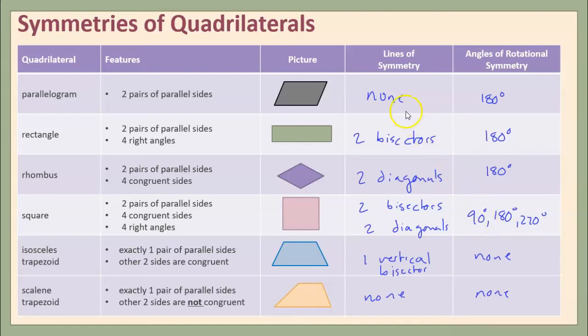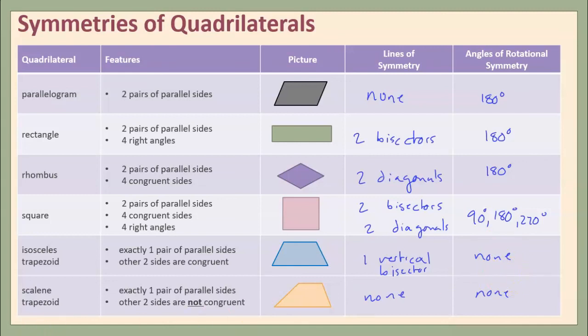So parallelograms have no guaranteed lines of symmetry, but rectangles will always reflect over two bisectors, and rhombuses will always reflect over the two diagonals. Since squares are both rectangles and rhombuses, they inherit both of those features. Both bisectors and both diagonals are reflectional lines of symmetry. And then we have isosceles trapezoids and scalene trapezoids that have their own features that aren't really in this hierarchy that we talked about.